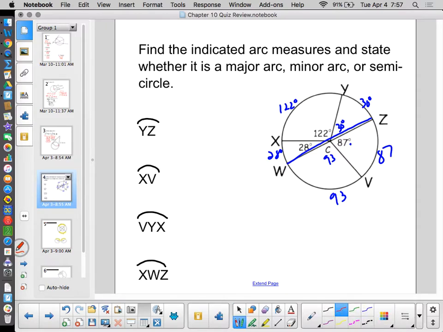Arc YZ, well, we got that. That's 30 degrees. And it is a minor arc. Now I could tell it's a minor arc right away because there are only two letters given, right? How about XV?